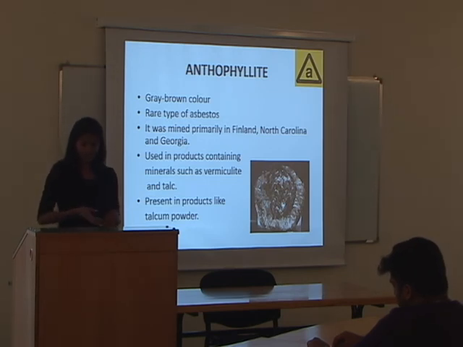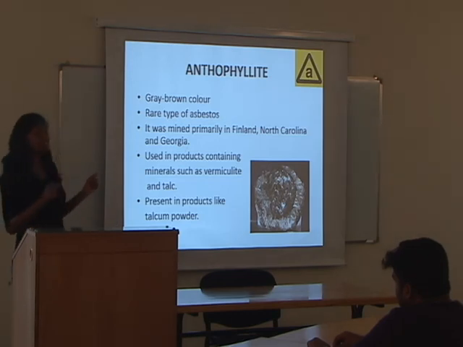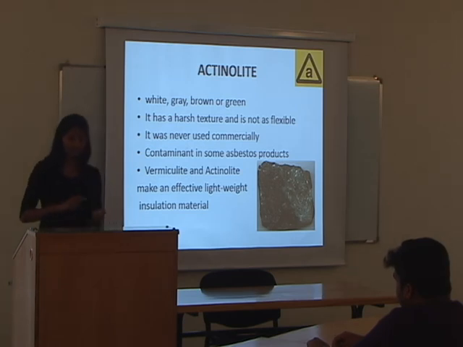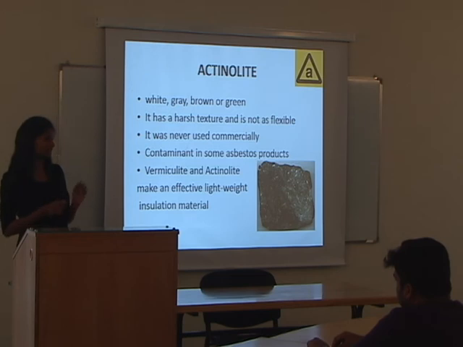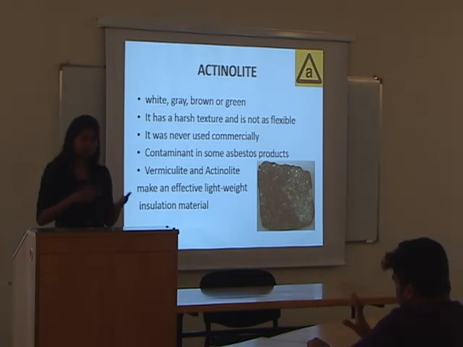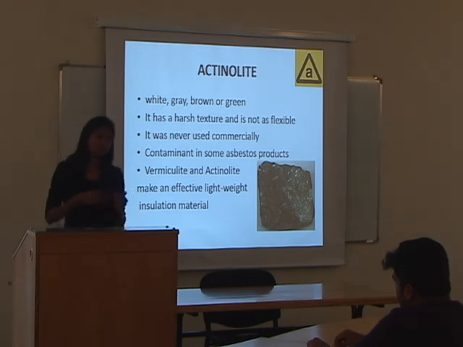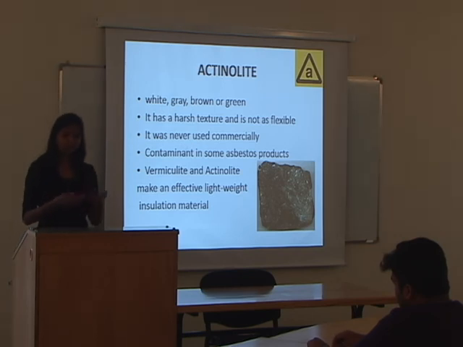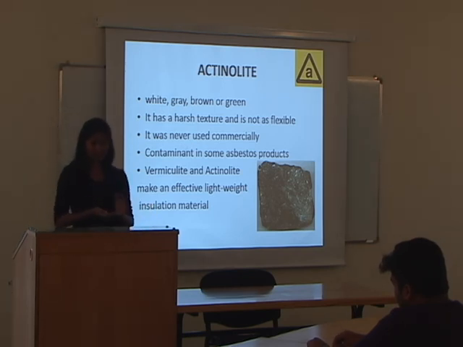It is also contained in minerals like vermiculite and in talc. The interesting thing is they were used in talcum powders, so many people might have used it. Actinolite is white, grey or brown in color, and it has a harsh texture and is not as flexible as the other types. So it was never used commercially, but it contaminated asbestos products like cement roofs and everything.